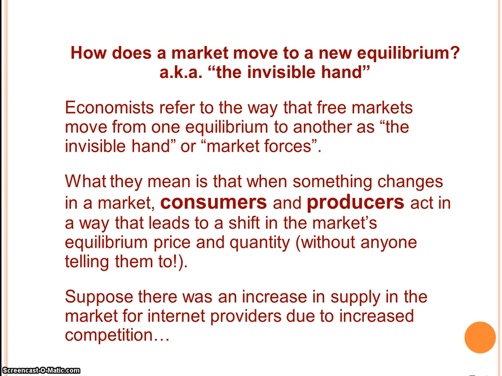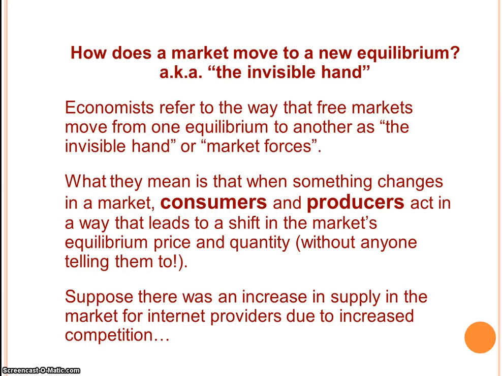So, you often hear economists talk about this thing, the invisible hand or market forces, in terms of free markets moving from one equilibrium to another. All they mean is that when something changes in the market, then between consumers and producers acting on their own, in their own interests, somehow the price and quantity miraculously shift from one place to another without anyone telling them to. So there's no government involved, it's kind of like magic.